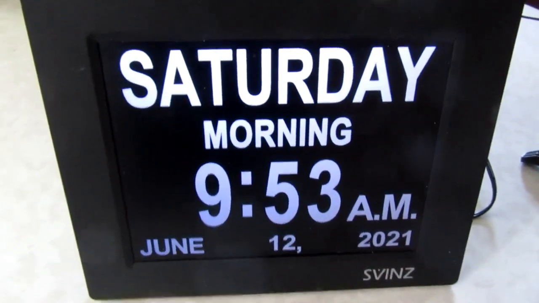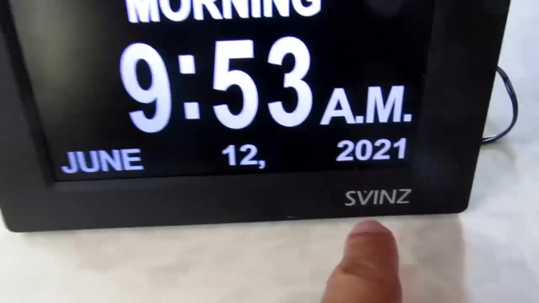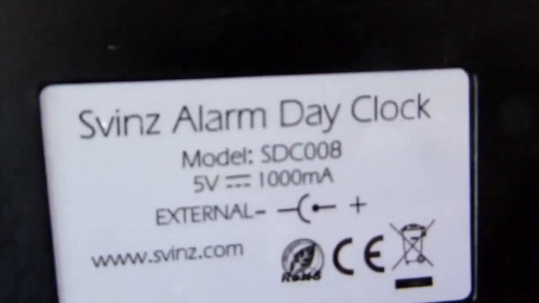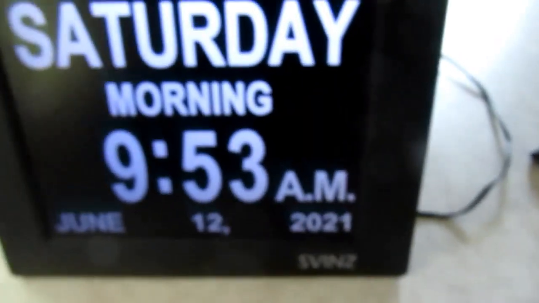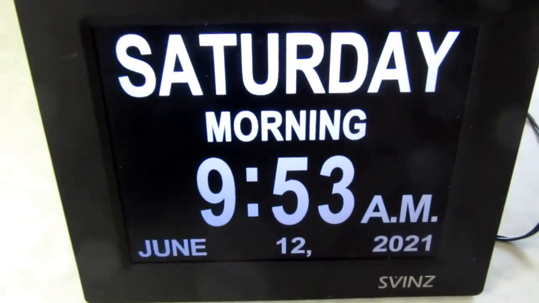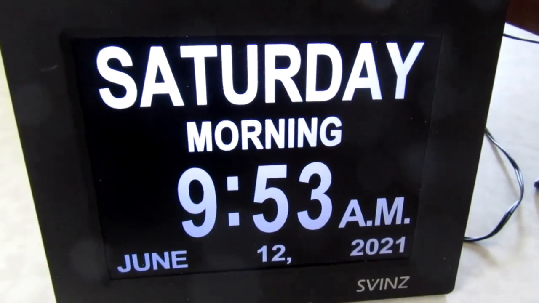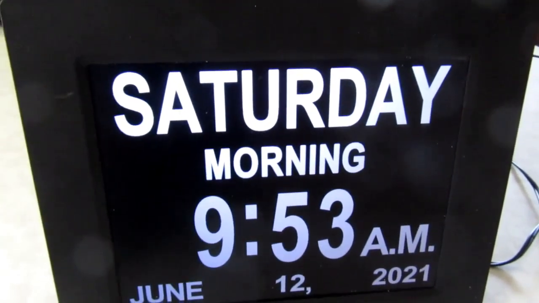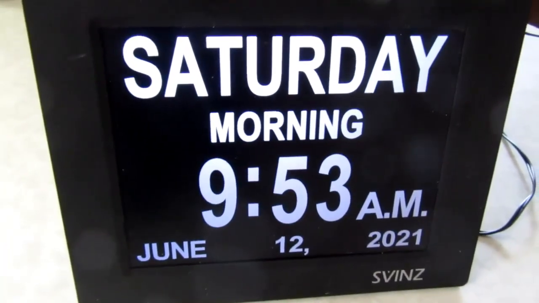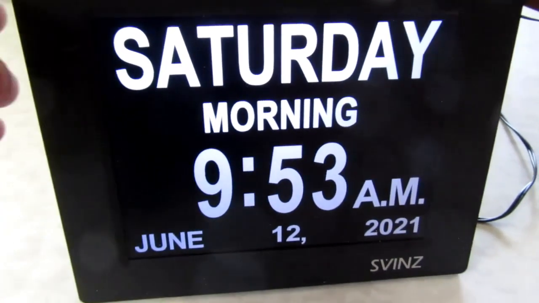So this hopefully brief video will be about a repair of this kind of product. This is a SVINZ SDC008. It's an alarm clock, or certainly a clock calendar, that's optimized for people with bad eyesight and also to assist more elderly people or people with some dementia, because it spells certain things out that some people in that position have difficulties with. And it's a really good product.